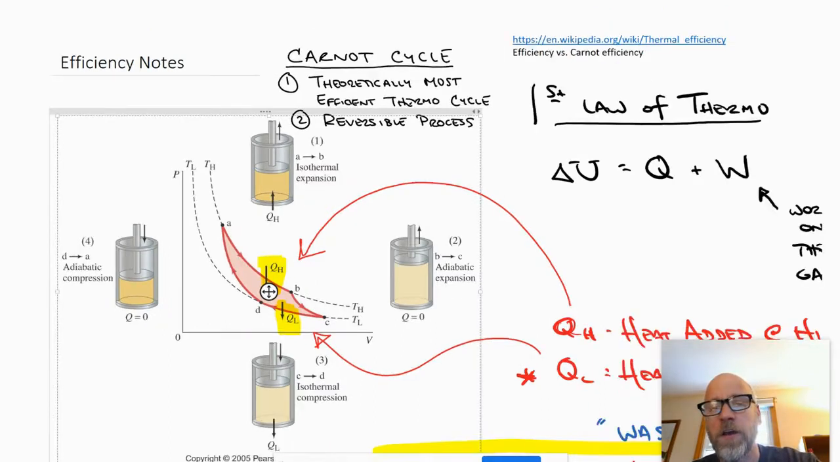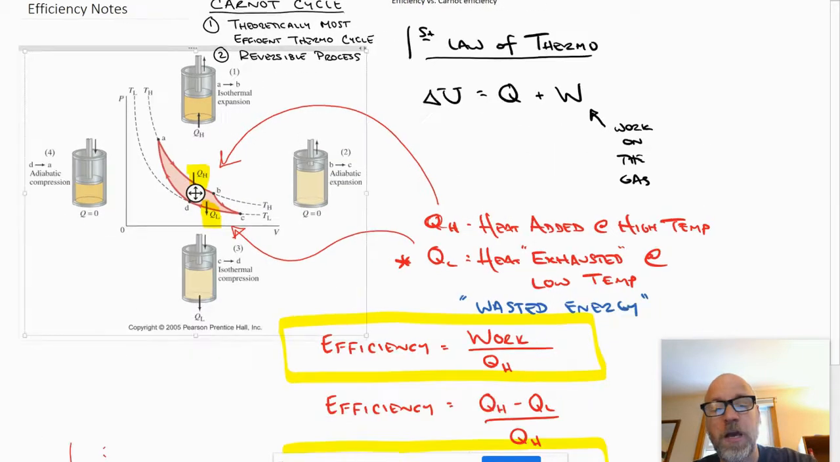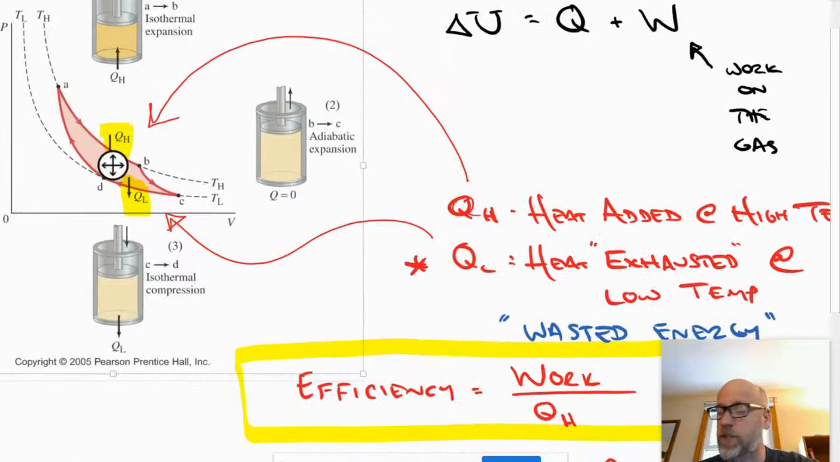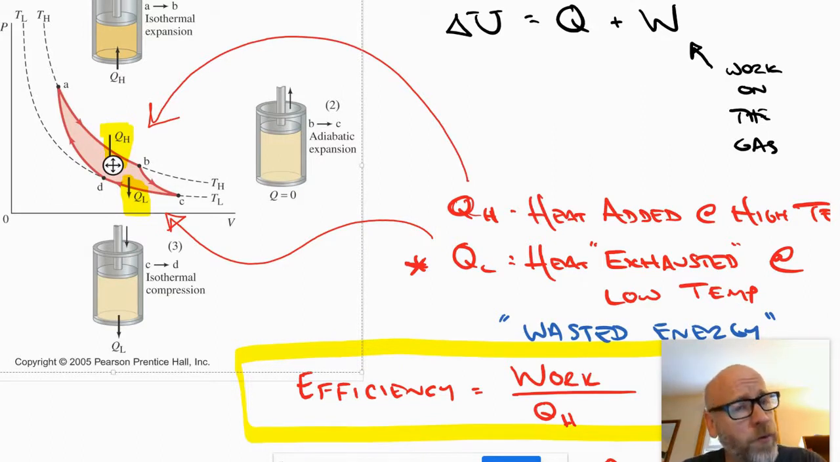Now, if we look at efficiency, the efficiency, sometimes abbreviated as E, sometimes it's lowercase e, sometimes it's given as a decimal like 0.2, or sometimes it's a percentage, 20%. Whatever, you guys are smart. Come on, you're going to college next year. You can handle that. So the efficiency would be the work done by the gas divided by the heat that was added to the gas.